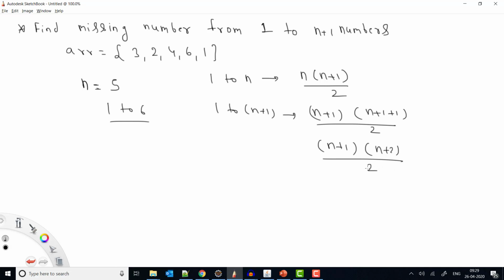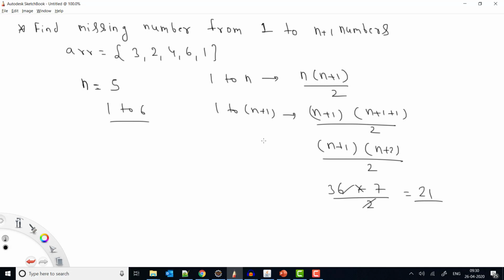Here I know my n is 5 and I have numbers up to n plus 1, so now I can replace it. It will be 6 multiplied by 7 divided by 2, which gives me 21. Ideally the sum of all the numbers from 1 to n plus 1 should be 21. Now the point is that one number is missing.